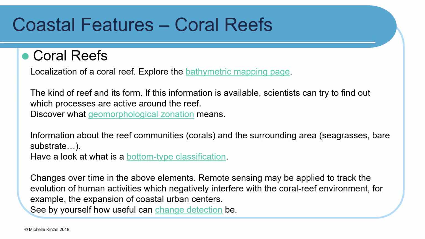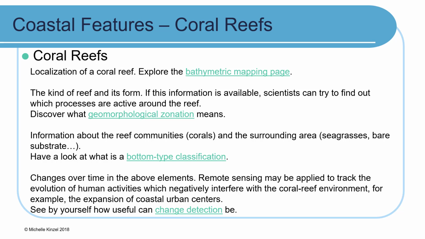And so in order to locate coral reefs, we can use bathymetric maps, and with remote sensing we can look at the kind of reef and its form, and scientists can try to find out which processes are active around the reef. And looking at bottom type classification, we can get information about reef communities and the surrounding areas, and habitat types, seagrasses, bare substrate, etc. And there's changes over time in the above elements.